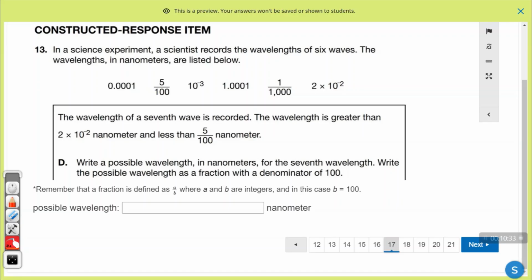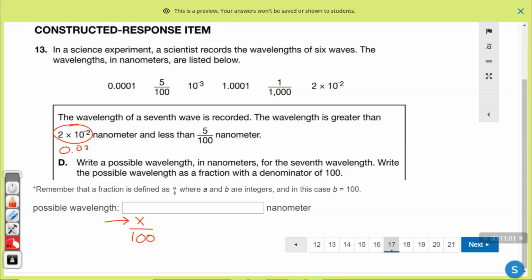Remember that a fraction is defined as a over b, where a and b are integers, and in this case, b is equal to 100. So what we're really looking for here that we're going to put into our answer is x over 100, and we've got to find out what this x is. Now, the restrictions that we have on x are this. We know that it's greater than this number right here, but that number is not in a fraction and it's not over 100. So let's get it there because it's going to be easier to deal with.